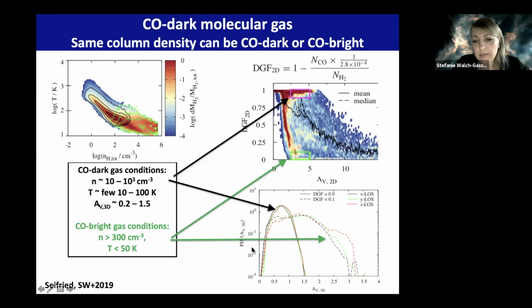So if we now look at the PDF of the 3D visual extinction, which is the one which is actually determining whether the molecules can survive or not, then you find that the CO dark pixels have a very narrow distribution in 3D in terms of visual extinction, where basically the highly extincted pixels are absent in 3D, while in 2D, you would see this distribution, which actually has these highly attenuated pixels. And these are then CO bright. And so therefore, this difference between 2D and 3D structure is very important.